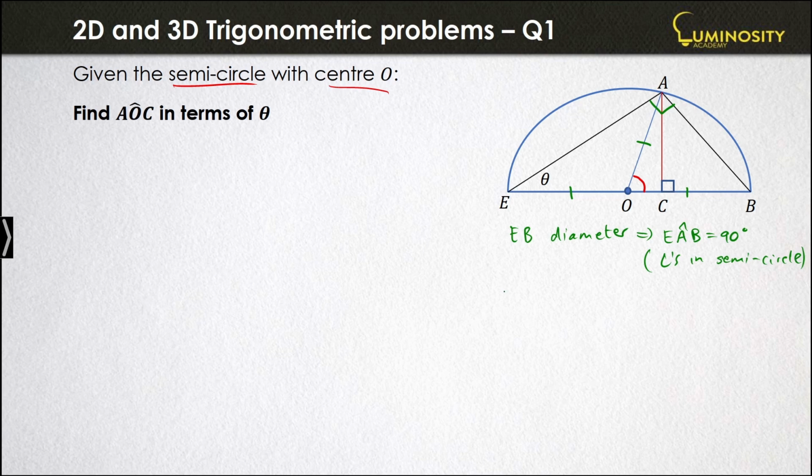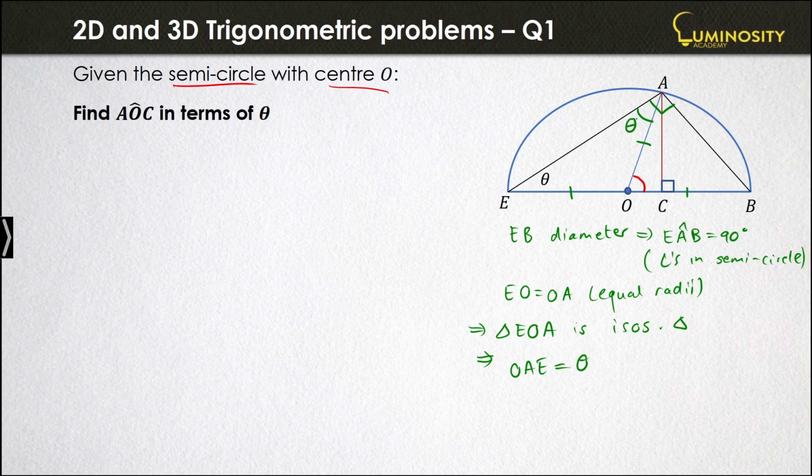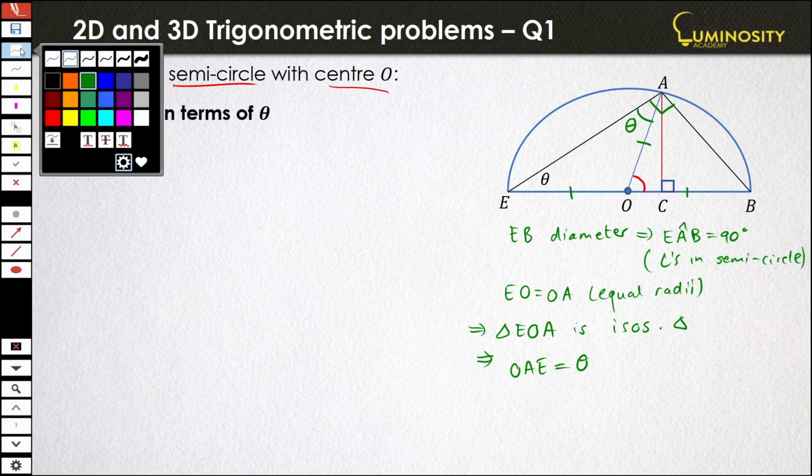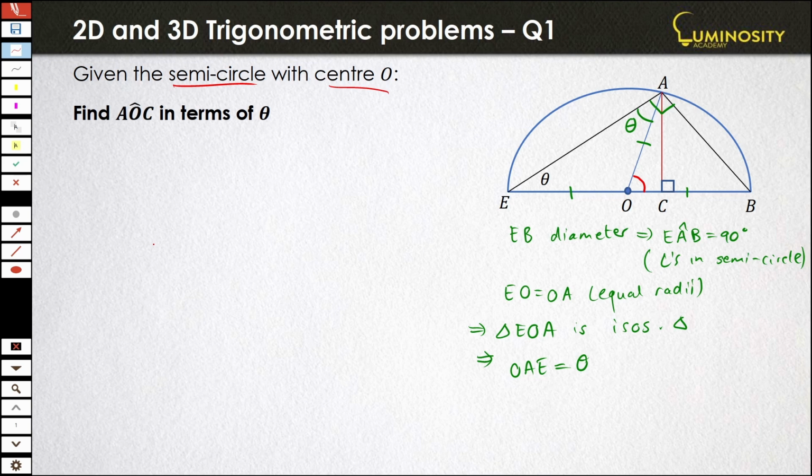So now I know that because EO equals OA, equal radii, this implies then that triangle EOA is isosceles. So this further implies then that angle OAE, this angle here, must be theta as well. Okay, so the isosceles triangle. So now I can solve for angle AOC in two different ways.